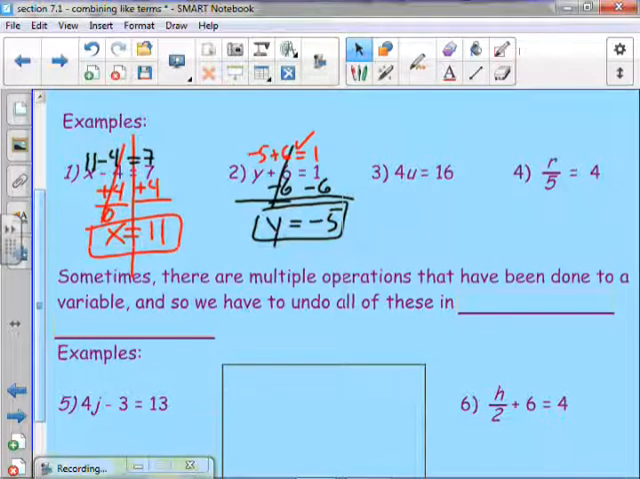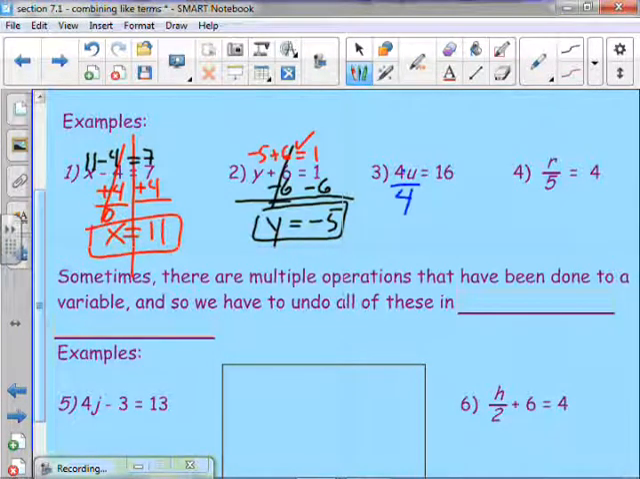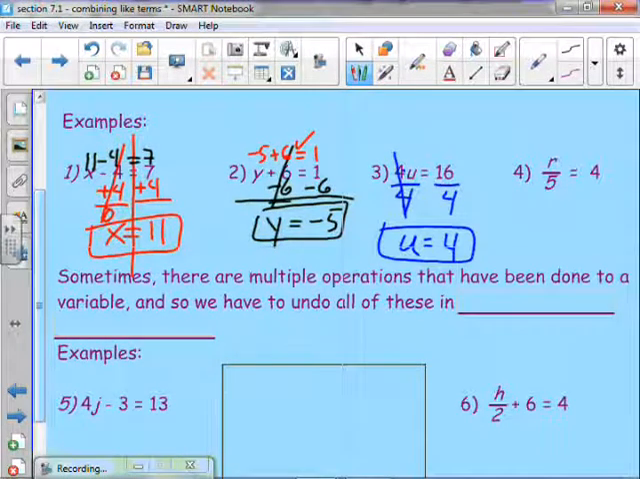Okay? Let's do the next one. I have 4u. I remind you, that means 4 times u. And to undo times 4, I will divide by 4 on both sides. 4 divided by 4 gives me 1, and as we discussed, 1u, we just more simply write as u. So we have u equals 16 divided by 4, which is 4. And again, you can test that. You can say, hey, 4 times 4, that does give me 16, so I know I'm good.